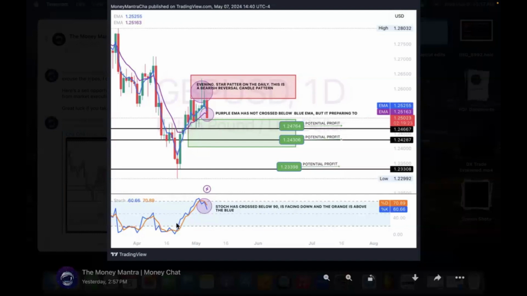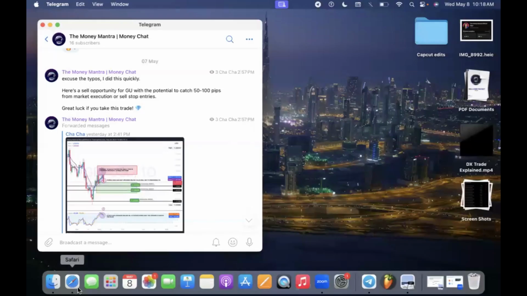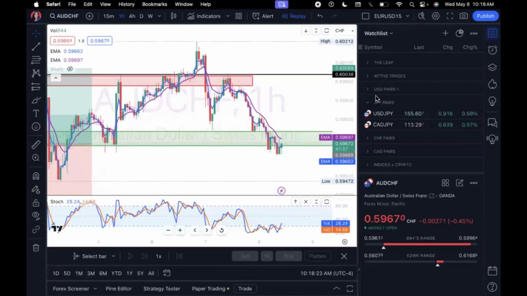Now, just to put it into perspective, if my stochastic was facing up, if my blue line was above my orange line, and if it had crossed above the bottom dotted line, which is 20, we can see how the market would have been on an uptrend. So I had more than enough confirmations to enter this trade for a sell.